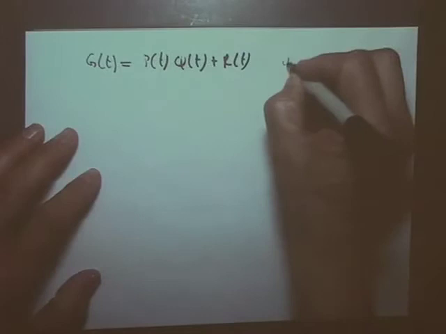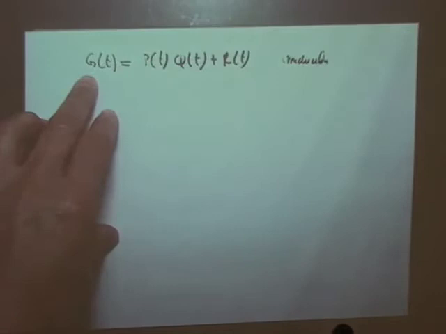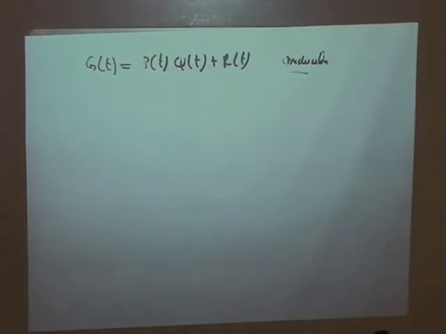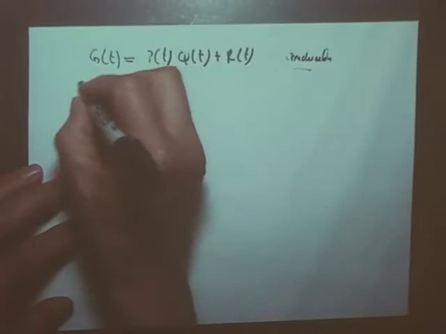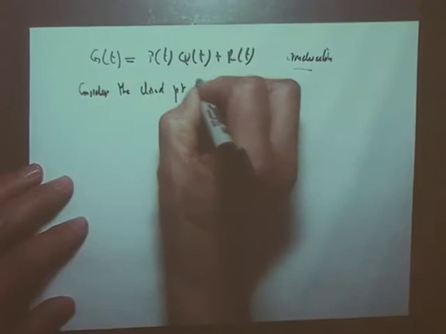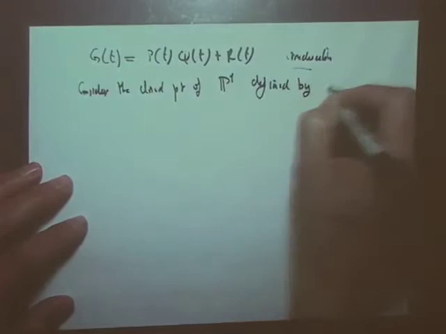Okay, so this polynomial is irreducible because it's very close to G_V0, and G_V0 is irreducible. And now what I do is that I consider the closed point of P1 defined by G(T). Okay.